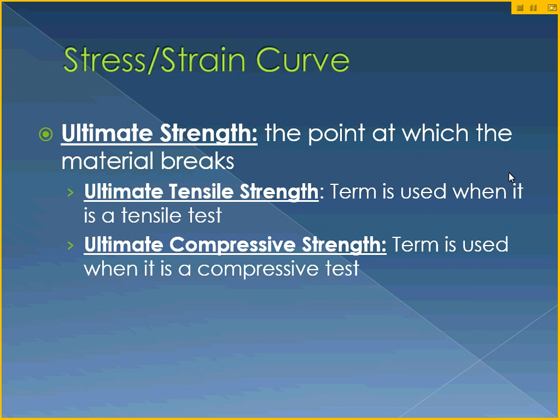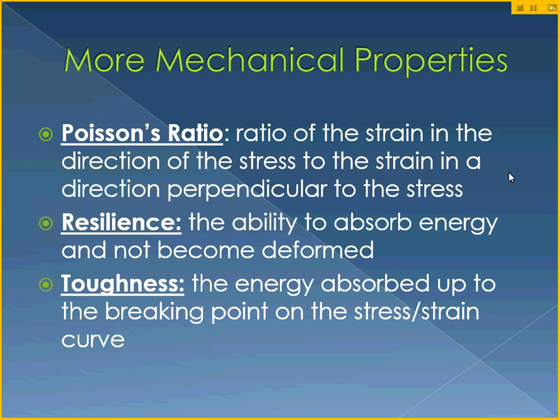Okay. Ultimate strength, as I said before, is that point at which the material will break, and we have ultimate tensile strength and ultimate compressive strength. So when it's a tensile test, you use the ultimate tensile. When it's a compressive, you use ultimate compressive. Essentially, Poisson's ratio is a measurement of the distortion that occurs in 3 dimensions. Resilience is plotted on the stress-strain curve under the curve up to the yield point.